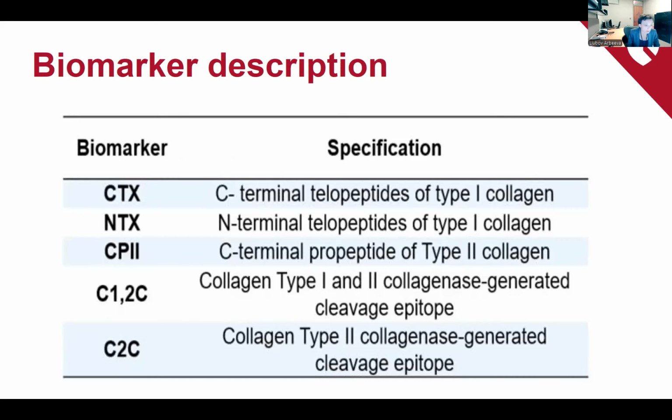Serum extracellular matrix biomarkers included collagen type 2, C2C, and type 1 and 2, C1,2C, collagenase-generated cleavage epitopes, C-terminal propeptide of type 2 collagen, CP2, and finally, C- and N-terminal telopeptides of type 1 collagen, CTX and NTX.